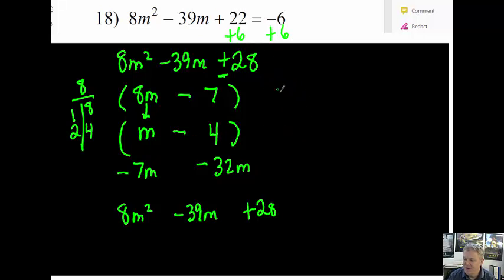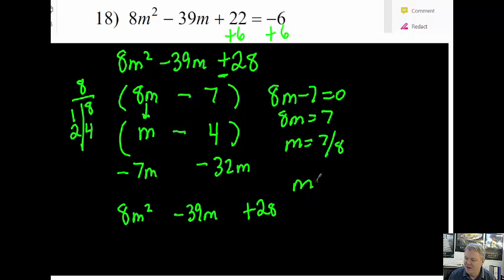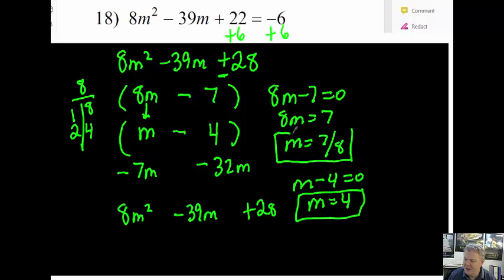So I can take both of them, set them both equal to 0, and solve. 8m minus 7 equals 0. Add the 7 over. 8m equals 7. Divide by 8. So m is equal to 7 divided by 8. And m minus 4 equals 0. Add the 4 over. So m equals 4. So there are your 2 answers for solving by factoring, all done.